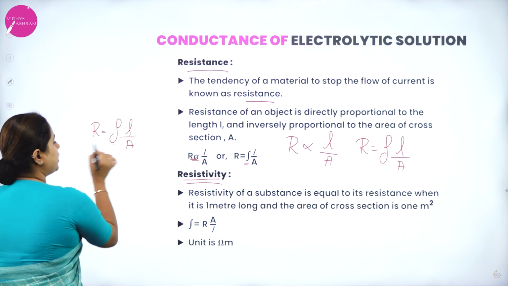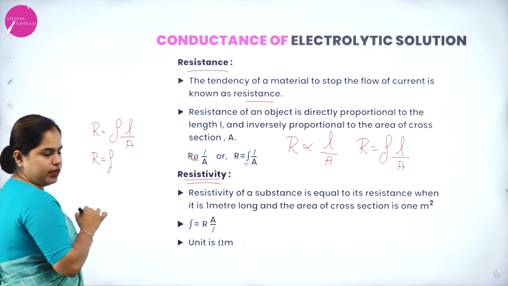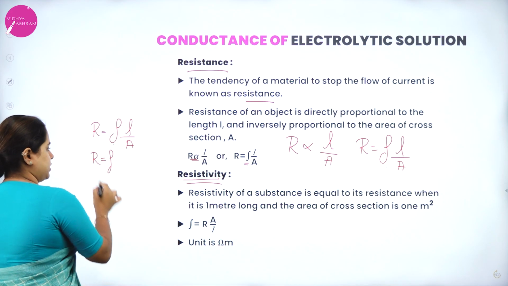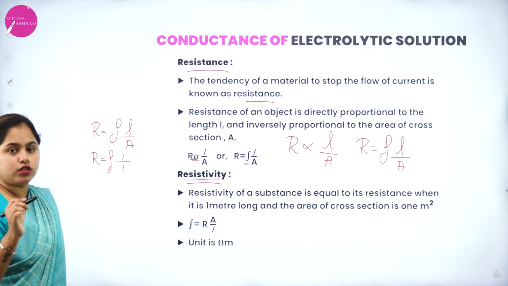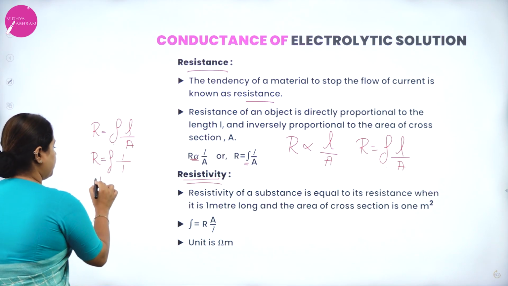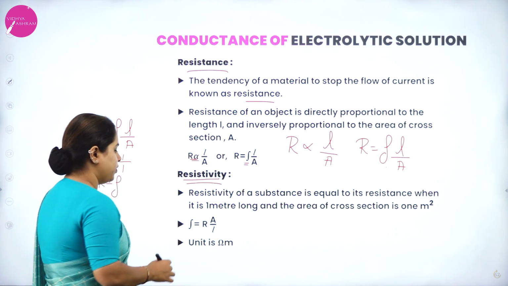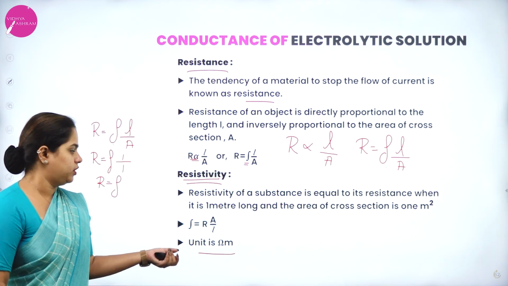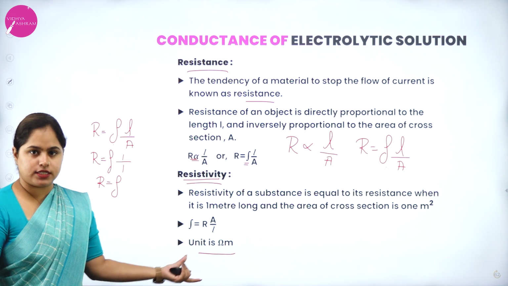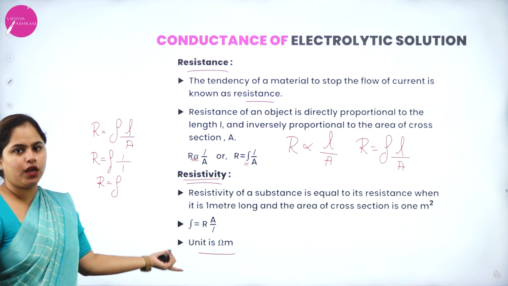So, how can you define resistivity? It will be exactly equal to the resistance. Resistivity will be equal to resistance when the length of the material is 1 meter and the area of cross section is 1 meter square. So what happens? R will be equal to rho. Yes or no? So that will be the definition. Now the unit of it is ohm meter. You already know that the unit of resistance is ohm. So the unit of resistivity will be ohm meter.